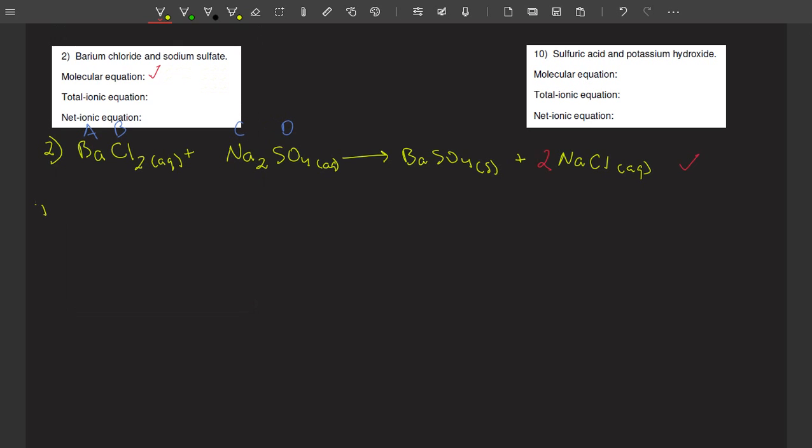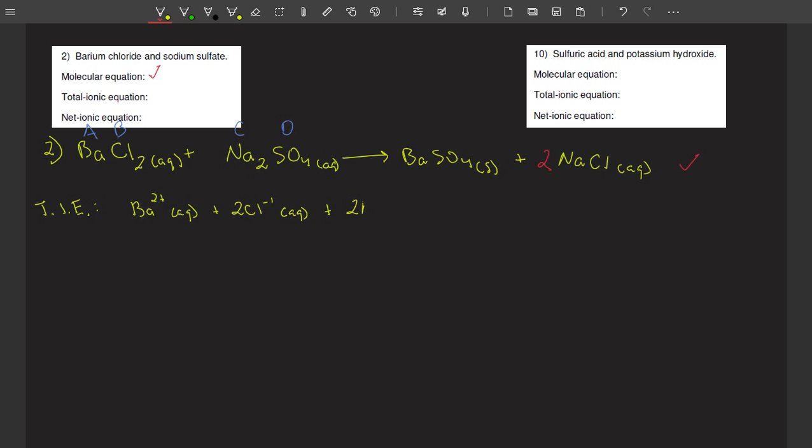Our total, I'm going to call it total ionic equation, looks like this. Everything that says AQ, here, here, and here, you have to break apart into its ions. So it'll look like this. Right, there's just one barium. Don't forget the charge and AQ. There are 2 chlorines or chlorides, each one with a -1 charge, and they're all aqueous in solution.